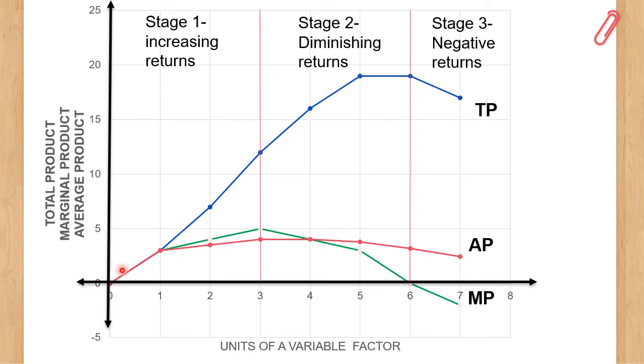Alright? Then we plot the points, that is the variable factor versus the marginal product. So those 2 columns are considered. And when we plot the points and join them, what we get is the marginal product curve. And when the second column in our table, the units of the variable factor, is plotted against the values of average product, which we see in the last column of the table, and we join those points, what we derive is the average product curve.